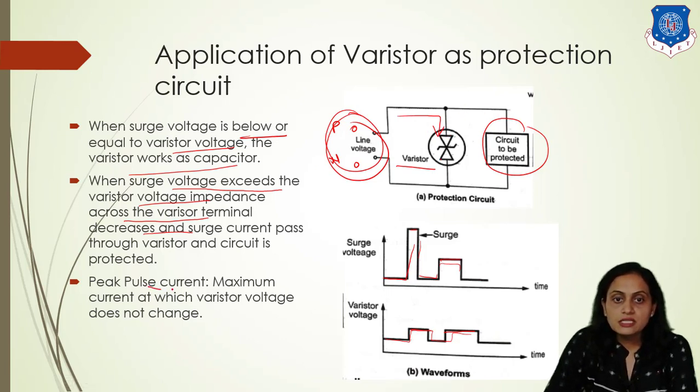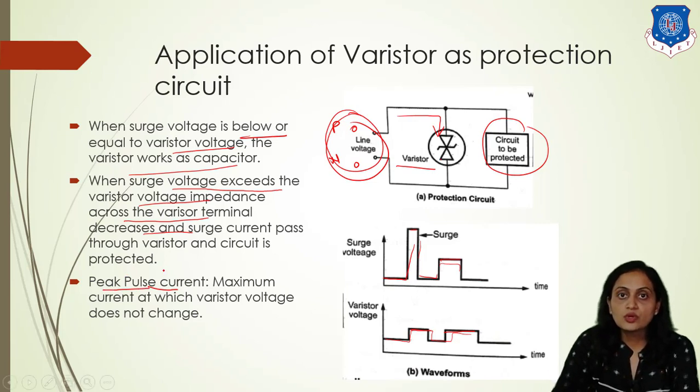The peak pulse current is the maximum current at which the varistor voltage doesn't change. So this is an important design parameter for the varistor.